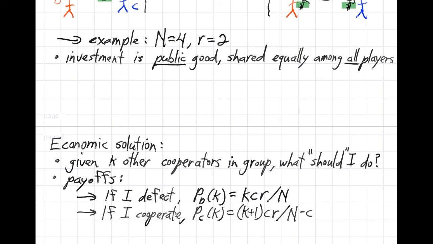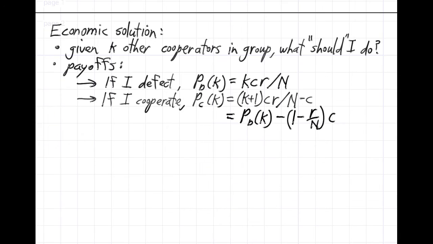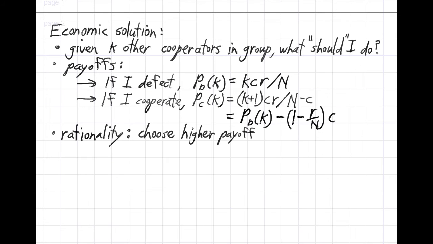So we can compare these two things pretty easily, because you should see that the payoff for the cooperator is equal to the payoff for the defector with the same number of cooperators minus some amount. And that amount turns out to be (1 - r/n) times c. As we discussed before, the rational thing to do is to choose the higher payoff. So which payoff is higher depends on how big r is.